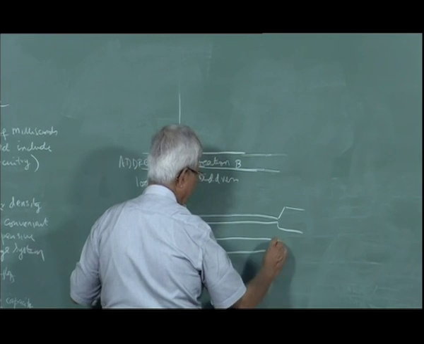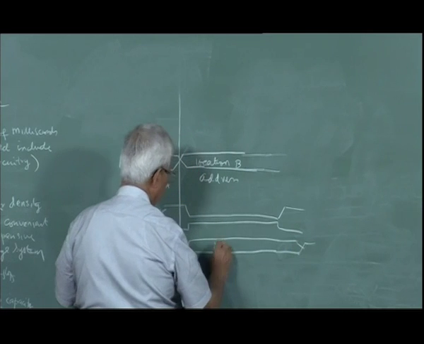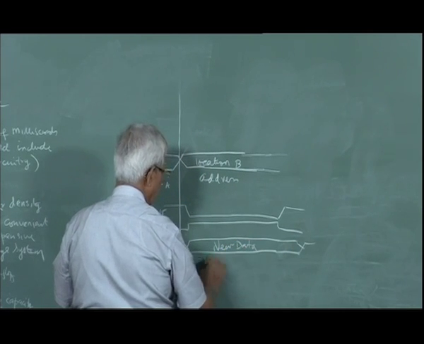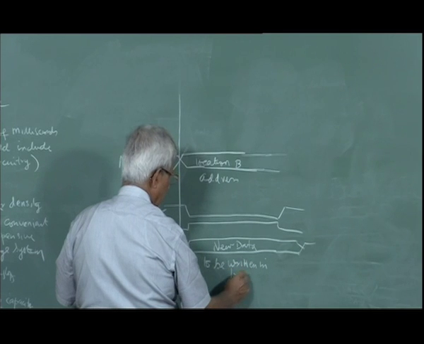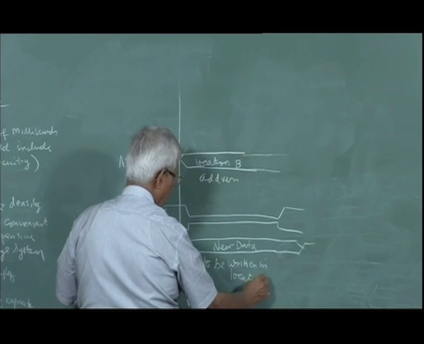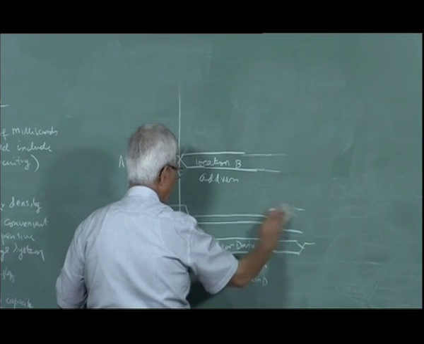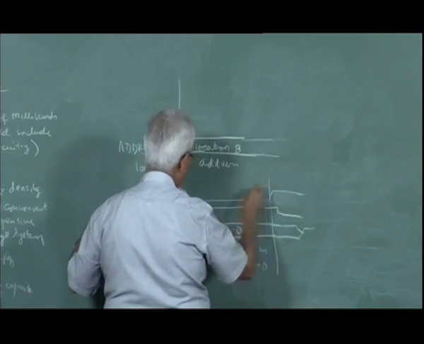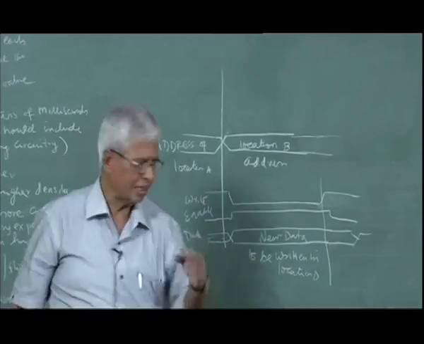And when we do that, new data, let us say new data to be written in location B. So at that time the write line will go from 0 to 1, at that time this data will be written in the location B. And then again there will be another location, location C address.